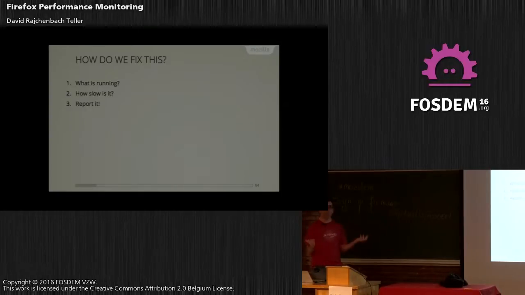Well, we have basically 3 things we need to do. First thing, we need to find out what's running, which add-ons are running. We need to find out if they're slow or if they're slowing down Firefox. And then we need to find a nice way to tell the user. Well, this is the work of performance monitoring. So let's go through it.